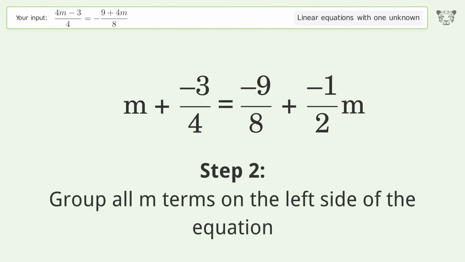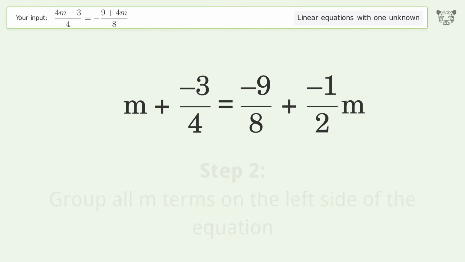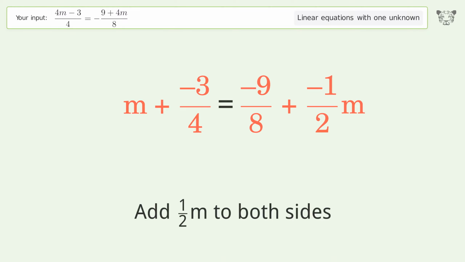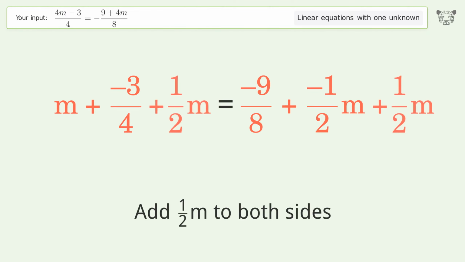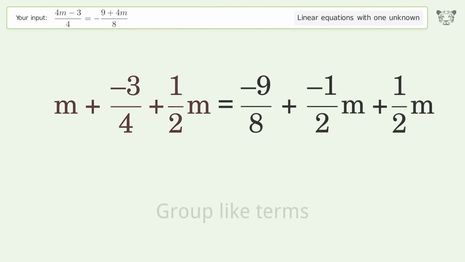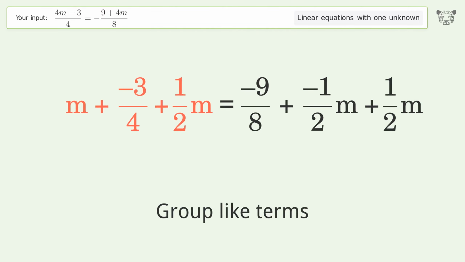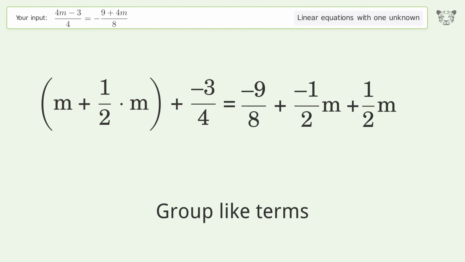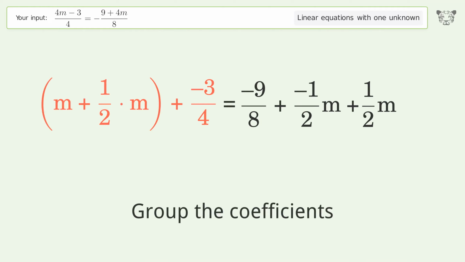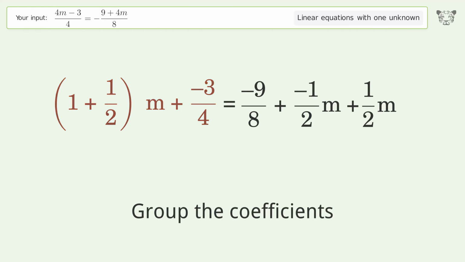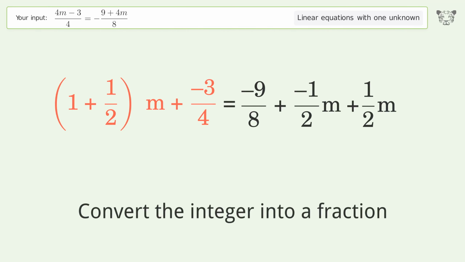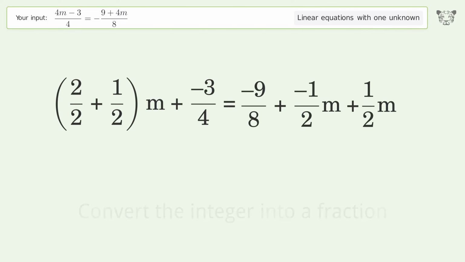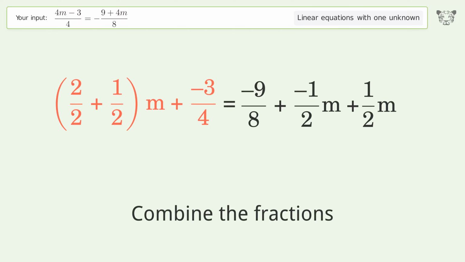Group all m terms on the left side of the equation. Add 1/2m to both sides. Group like terms. Group the coefficients. Convert the integer into a fraction. Combine the fractions.